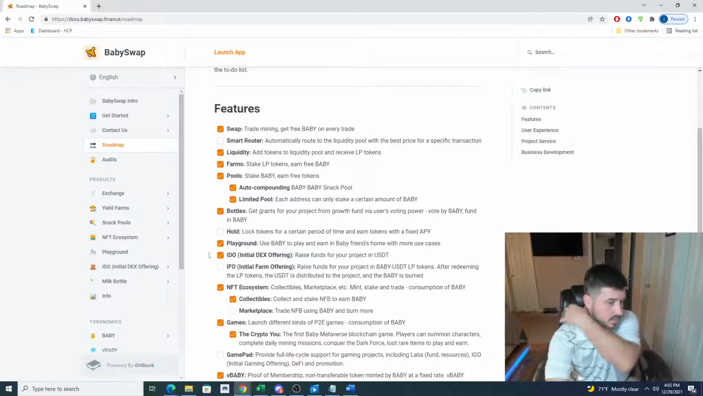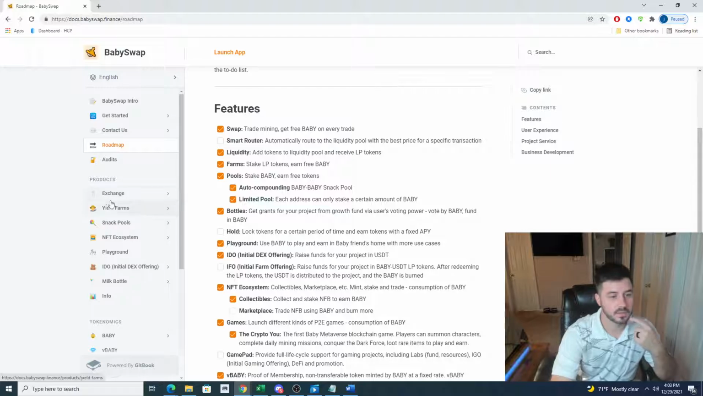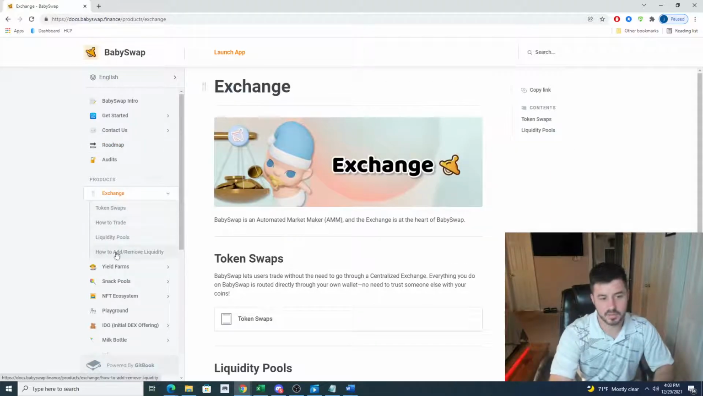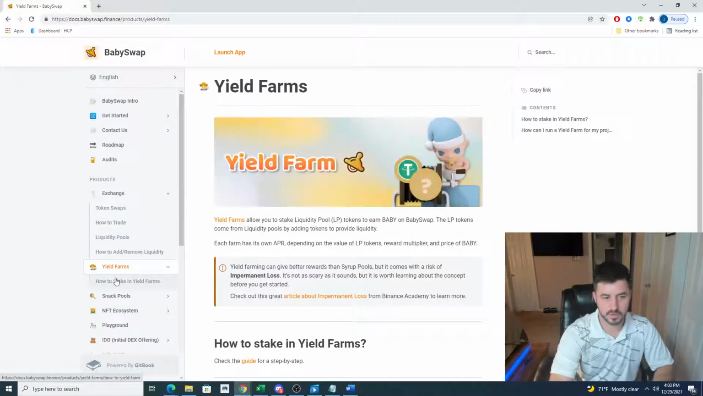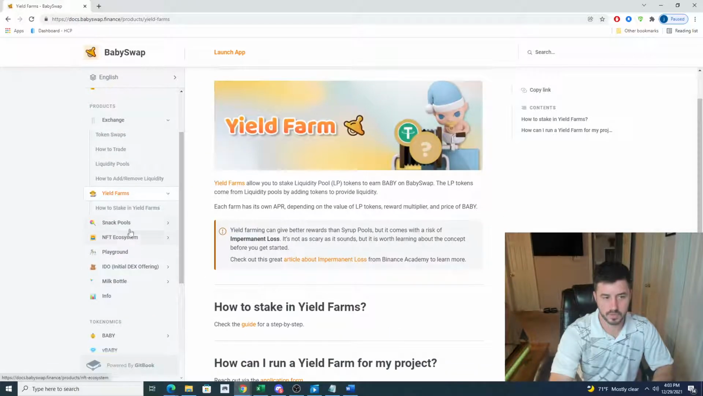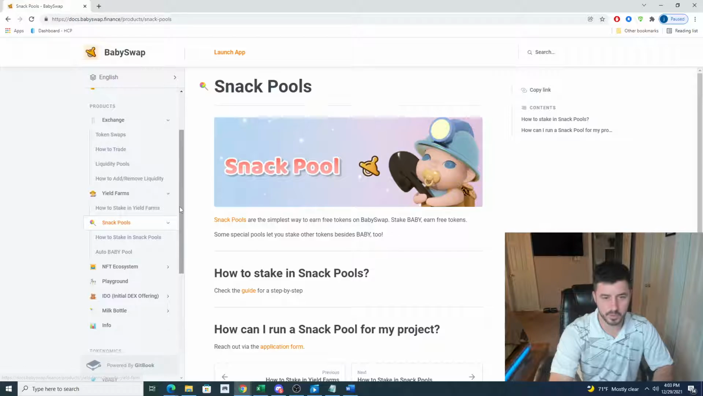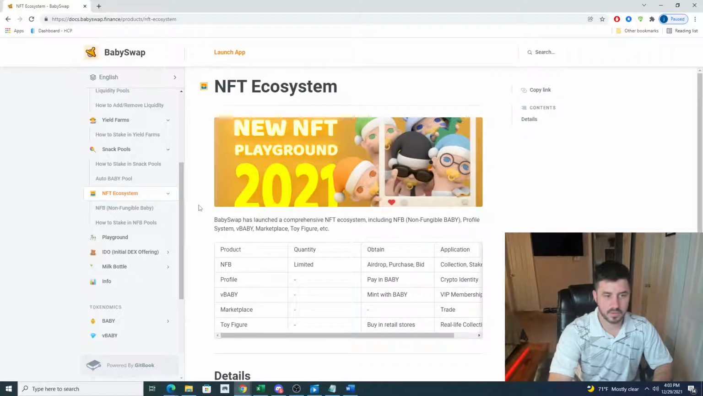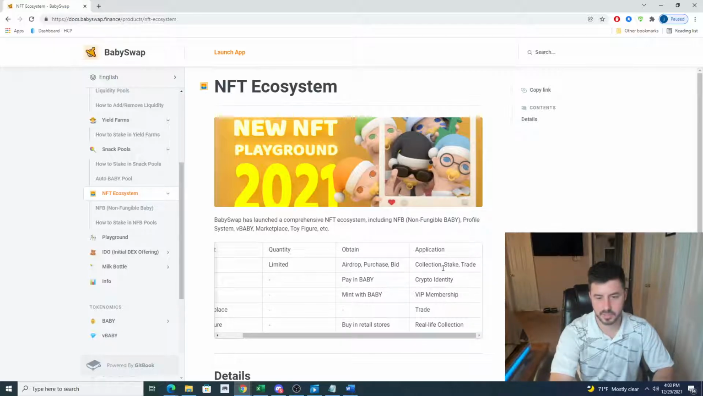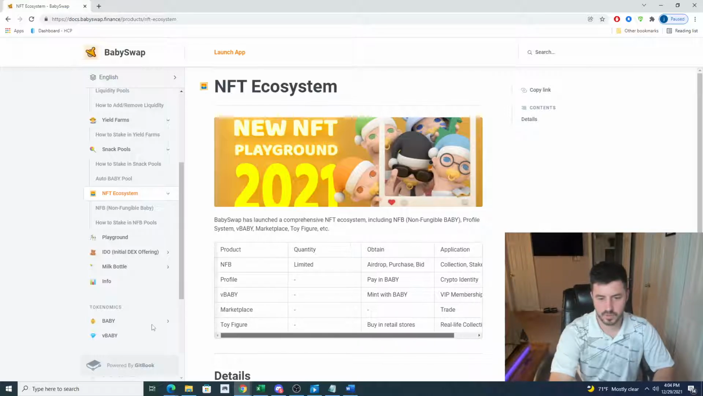Let's see what else they got. They talk about the exchange and liquidity pools, yield farms, which is farming, which is what we went over earlier, snack pools, which is basically like the savings account that's paying you more, the NFT ecosystem, airdrops, you can pay for it, mint with baby, VIP membership, real life collection.